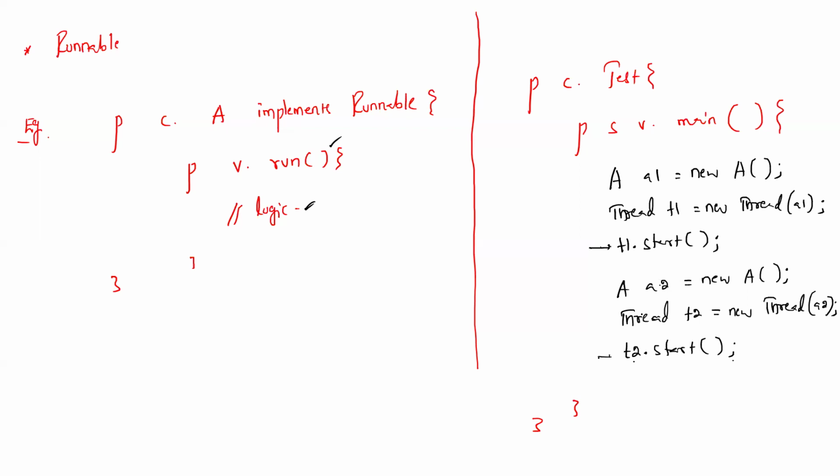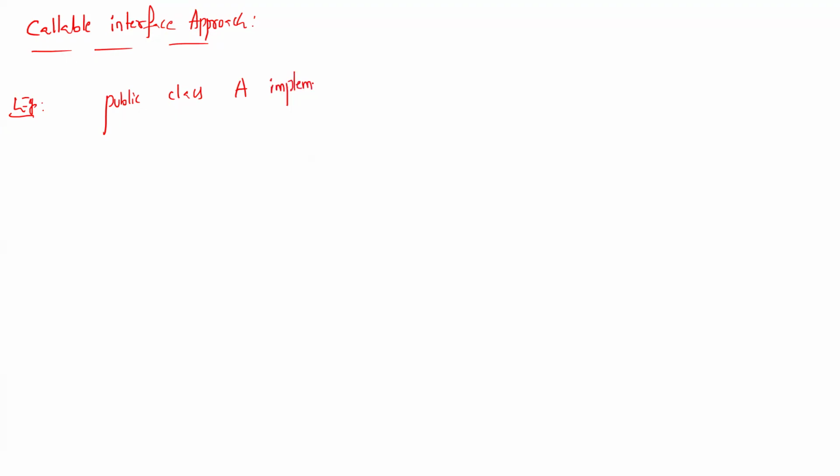So let us see what is the process of a callable. When it comes to the callable interface approach, the syntax or the code: again, because it is an interface, a class has to implement this. So the syntax, a programmer's choice of class: public class A. And to implement an interface, implements is a keyword. Then implements, interface name, Callable.